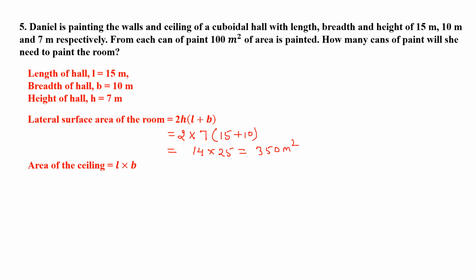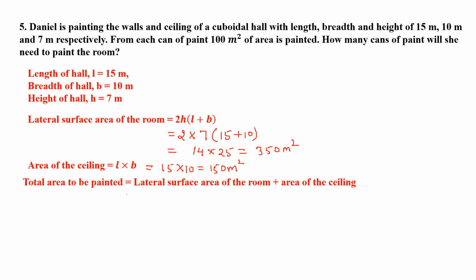Now I'm going to find the area of the ceiling. Ceiling area will be length into breadth, which will give me 15 into 10, 150 meter square. Now the total area to be painted will be the sum of the lateral surface area and the area of the ceiling. So I'm going to add it over here. It will be 350 plus 150, which will give me 500 meter square. So the total area to be painted is 500 meter square. Now it is given that if I have to paint 100 meter square, I need 1 can of paint. So to paint 500 meter square, how many cans are needed?